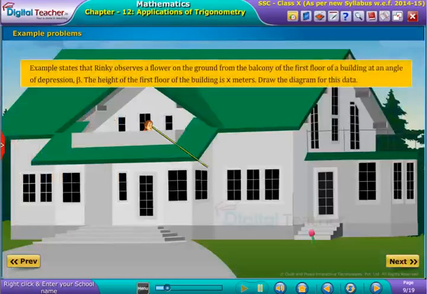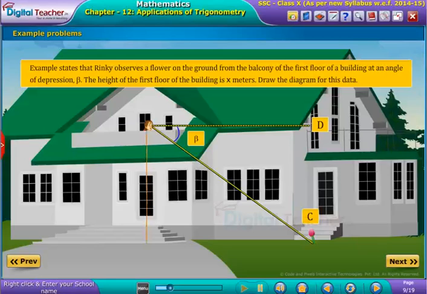Example states that Rinky observes a flower on the ground from the balcony of the first floor of a building at an angle of depression beta. The height of the first floor of the building is x meters. Draw the diagram for this data.